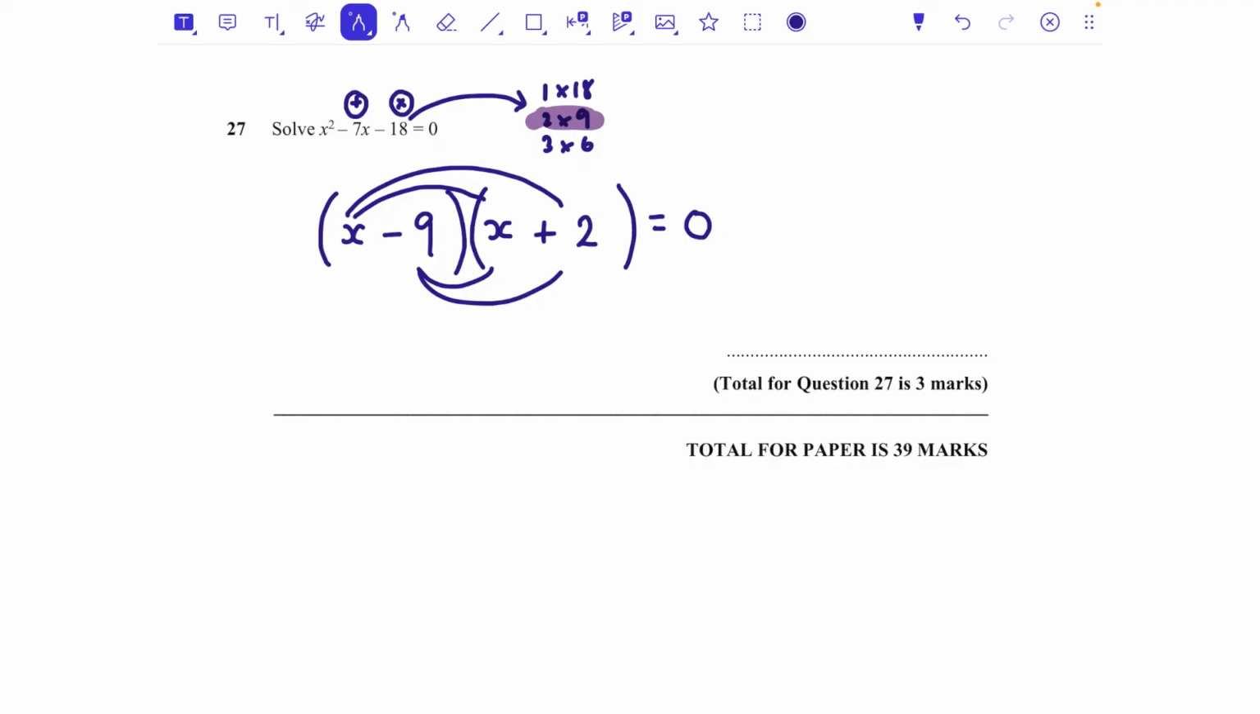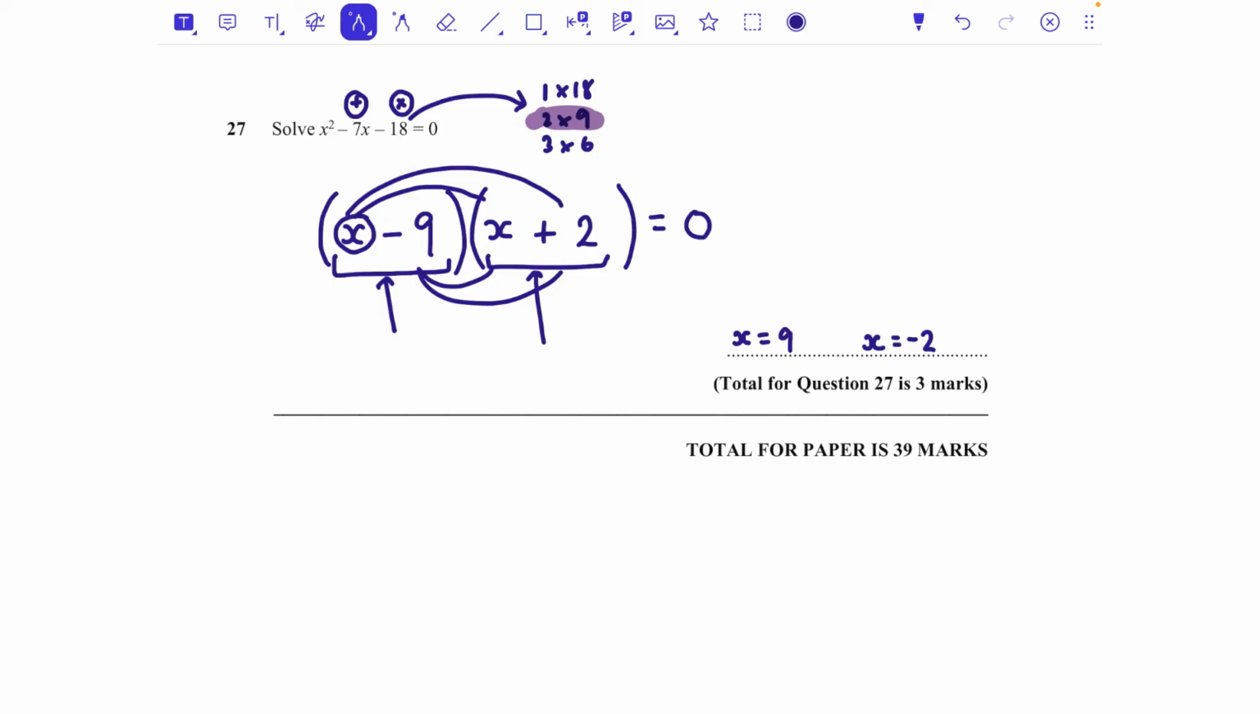Now, we are saying I want this bracket times this bracket to equal 0. So that means that either this bracket needs to equal 0 or this bracket needs to equal 0. What value of x would make this bracket equal 0? We'd have to make x 9, so that when we took away 9, we'd get that whole bracket being 0. So x equals 9 is your first answer. And for the second bracket, what value of x there would make that bracket equal 0? X would need to equal minus 2. So those are your 2 solutions for 3 marks there.